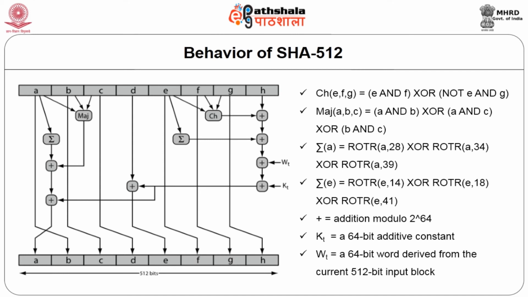It says word A is a function of all the input variables except D, as well as the round function WT and KT. Now if we want to generate WT, what we are going to do? For generating WT, we have a function called sigma 1 512 on WT minus 2. What does sigma 1 512 suggest? We have to perform rotate right operation 19 times on X, exclusive OR with rotate right operation 61 times on X, and exclusive OR with shift right 6 times on X.